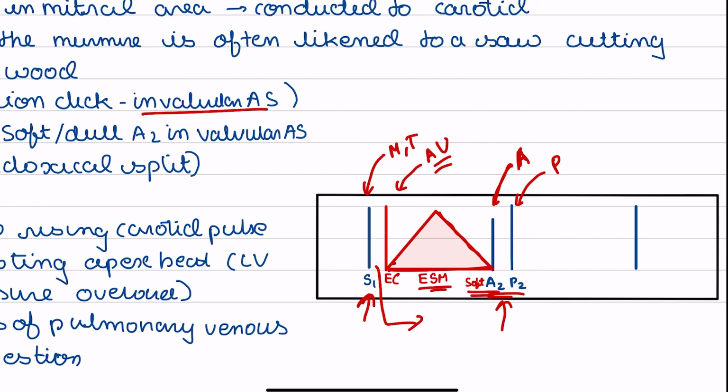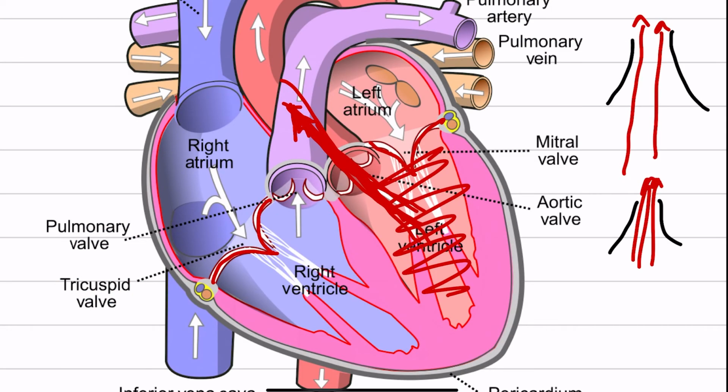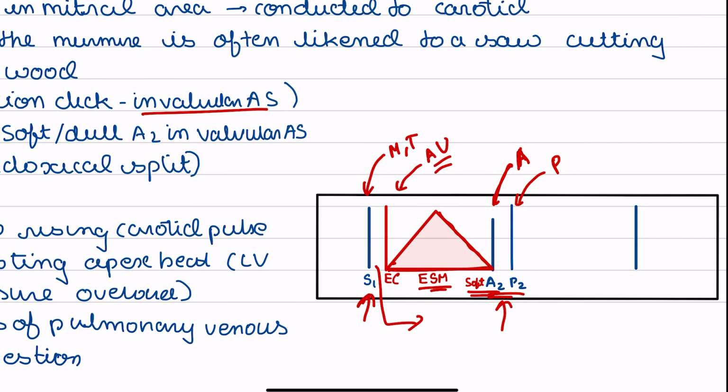And there is a soft A2, that is another finding in aortic stenosis. And why is it soft? Because A2 is basically the sound due to the closure of the aortic valve. When the valve leaflets are far apart and close together, they make a louder sound, right? Here, since the valve leaflets are close together, the sound that they make is less. So there's a soft A2. Those are the auscultatory findings of aortic stenosis.